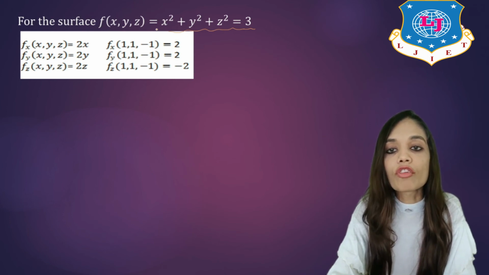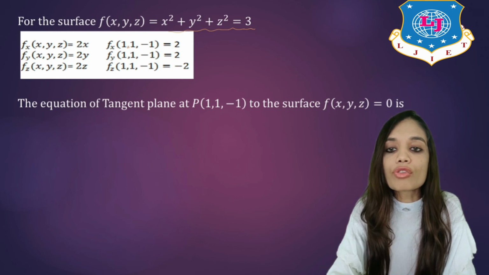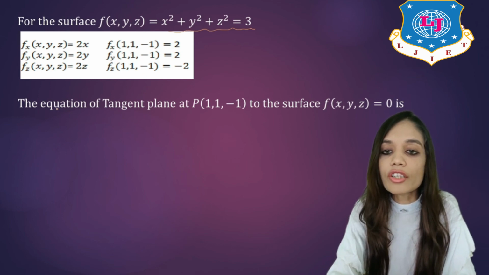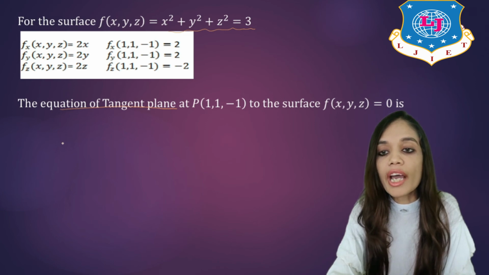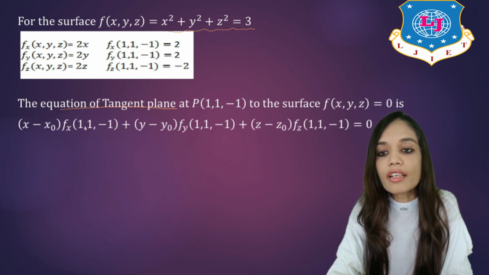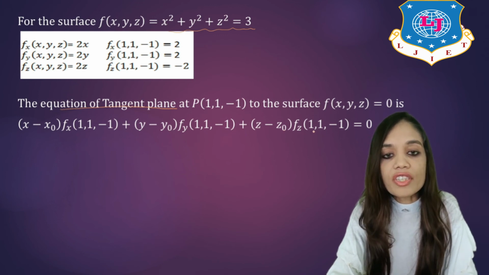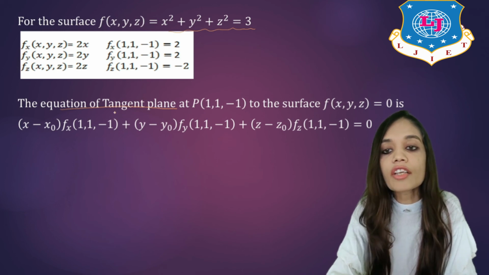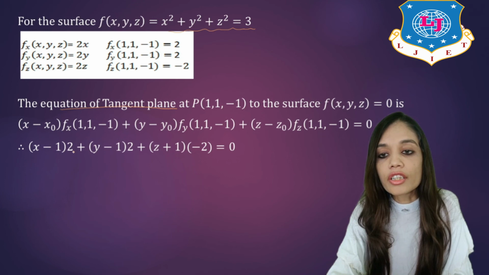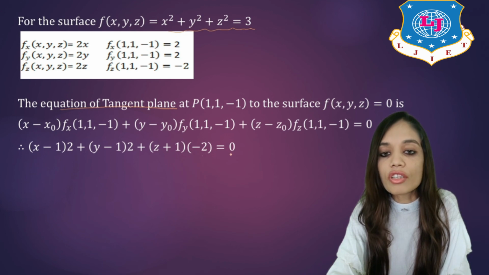Now let us put the values of the point P and the values of the partial derivatives in our equation of the tangent plane, which is given by (x minus x0) into fx at (1, 1, -1) plus (y minus y0) into fy at (1, 1, -1) plus (z minus z0) into fz at (1, 1, -1) equals 0. So let us put the values of the point P and the values of the derivatives. So you will get (x minus 1) into 2 plus (y minus 1) into 2 plus (z plus 1) into minus 2 is equal to 0.